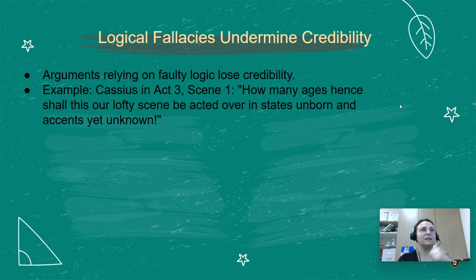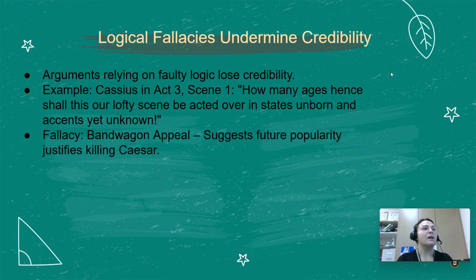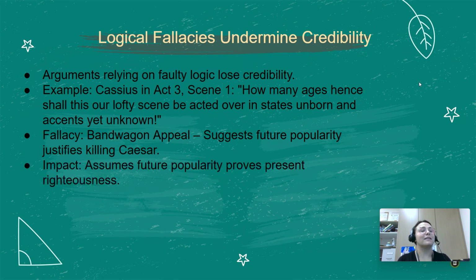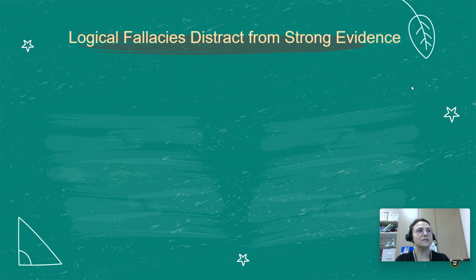So for example, in the last scene that we read, Cassius said, "How many ages hence shall this our lofty scene be acted over in states unborn and accents yet unknown?" That's bandwagoning, because they had just murdered Caesar, and he was saying everybody in the future is gonna say that it was a good idea that we just killed him. And so then the impact of that means that everybody assumes future popularity proves present righteousness, meaning it was okay that they did it because everybody else thinks it's okay, and there's not actually any evidence for that.